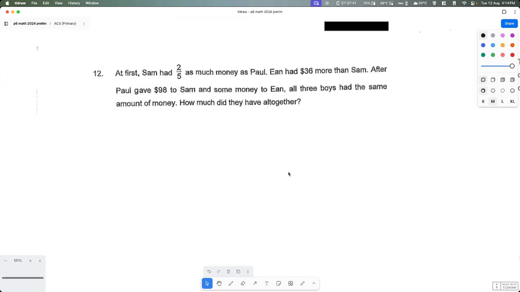Question 12. At first, Sam had two-fifths as much money as Paul. Ian had 36 more dollars than Sam.